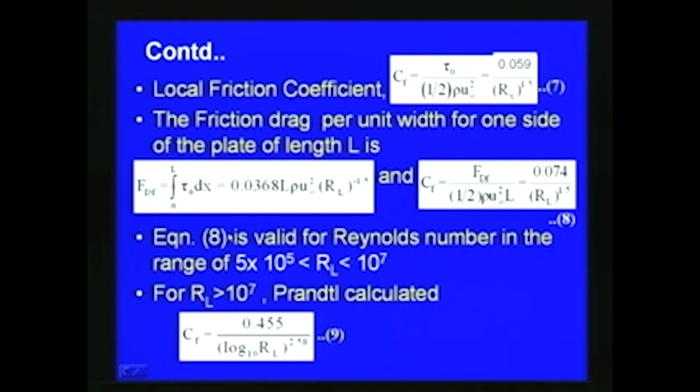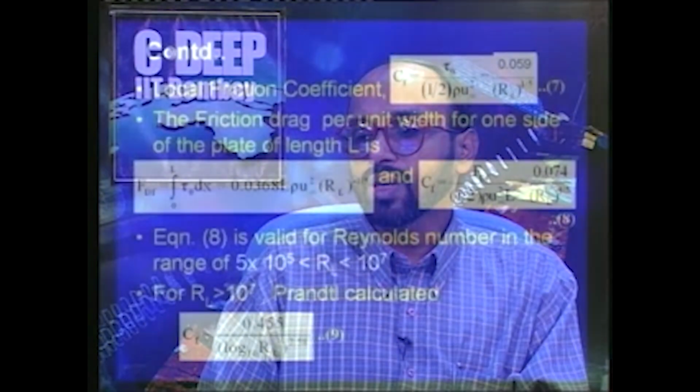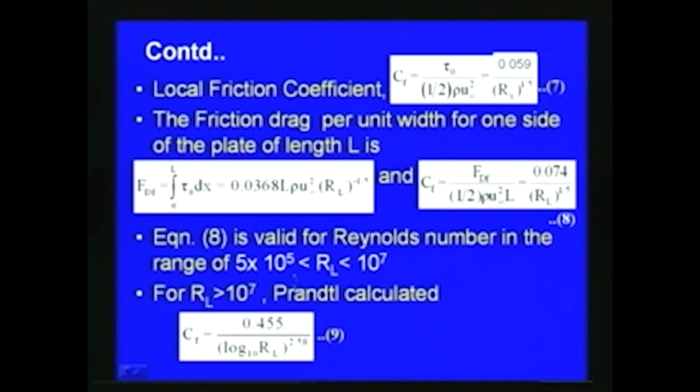Through experiments, equation number 8 is valid for Reynolds numbers in the range of 5 × 10^5 to 10^7. And when the Reynolds number is greater than 10^7, Prandtl calculated, and also showed through experiments, that the friction coefficient Cf is equal to 0.455 divided by (log10 RL) to the power 2.58. So, this is shown by Prandtl and verified through experiments, as in equation 9.